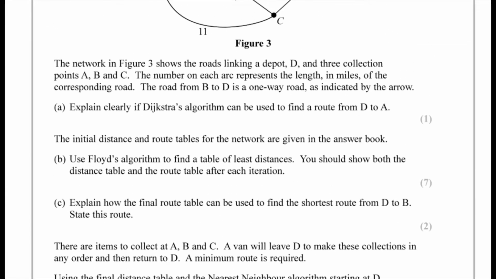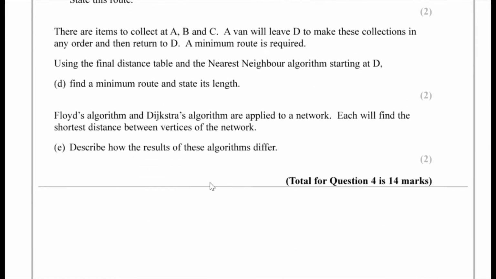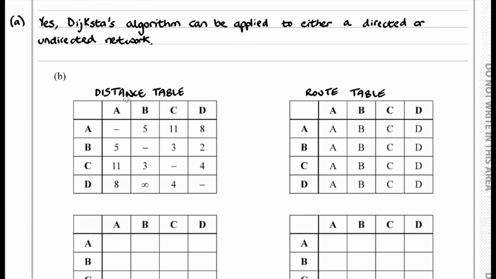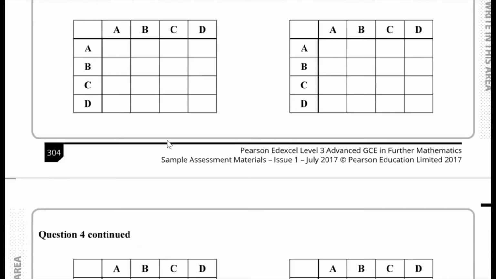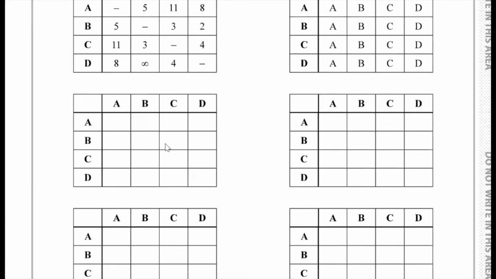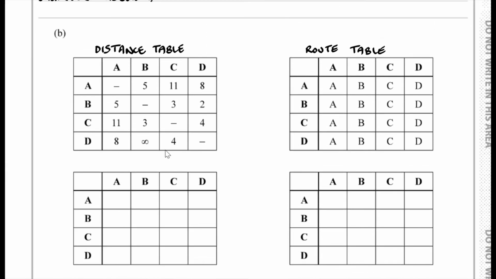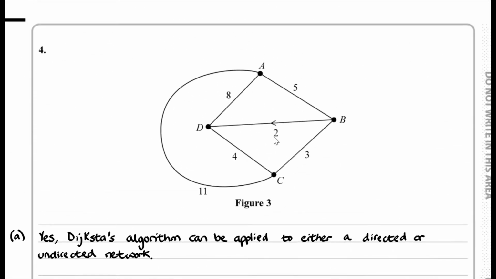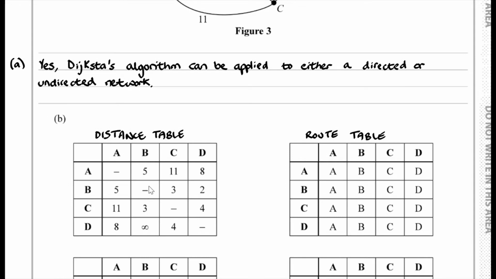Now for part B, the initial distance and route tables for the network are given in the answer book, and we have to use Floyd's algorithm to find a table of least distances. You should show both the distance table and the route table after each iteration. So we've got here our distance table and our route table, and we're going to be finding the distance and the route tables after 4 iterations, okay?